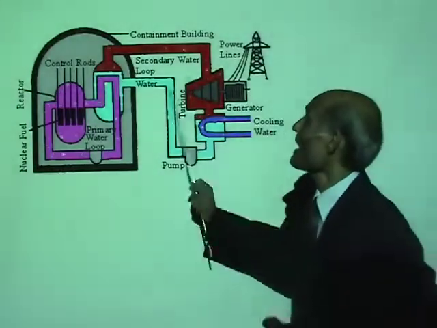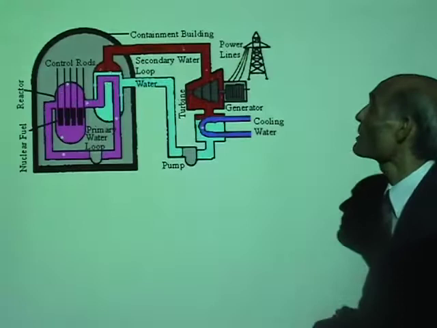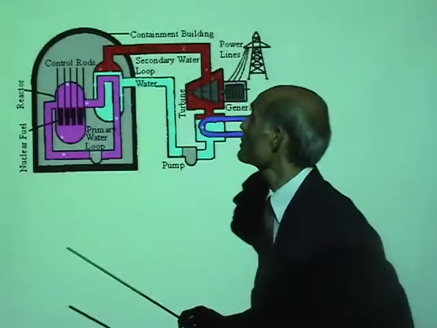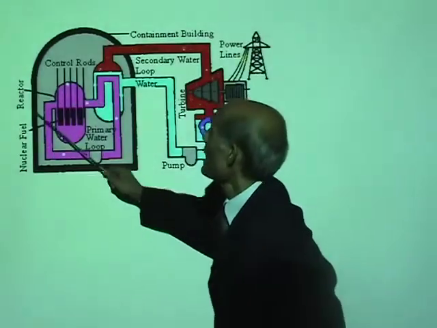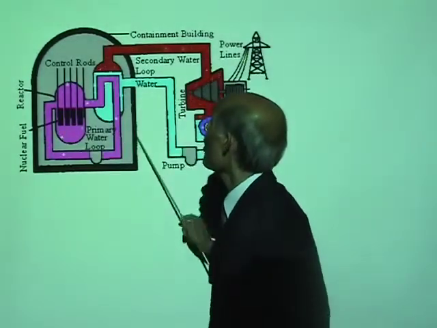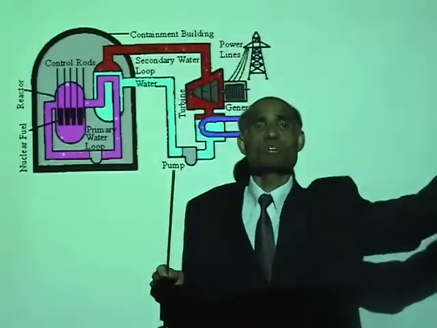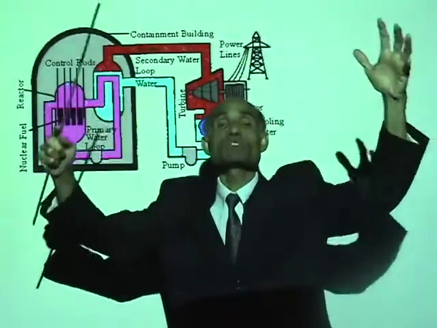Now here I have the schematic diagram of a nuclear reactor. I want you to look at the various parts of it. Now, this is the normal dome that you see. When you see the picture of a nuclear reactor, you see a big dome. That's a big concrete dome.